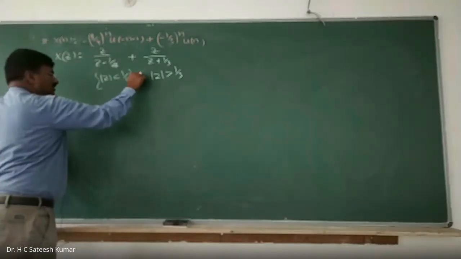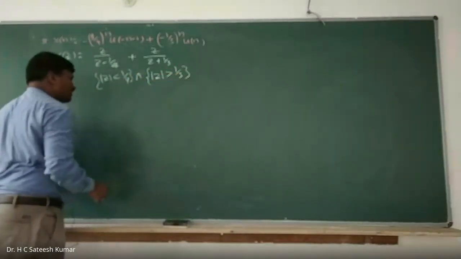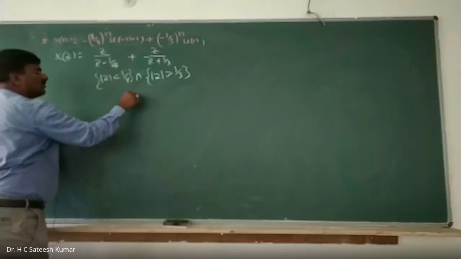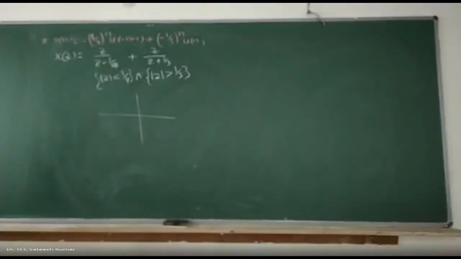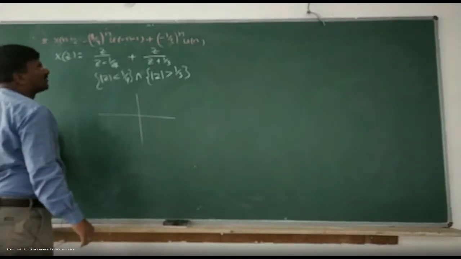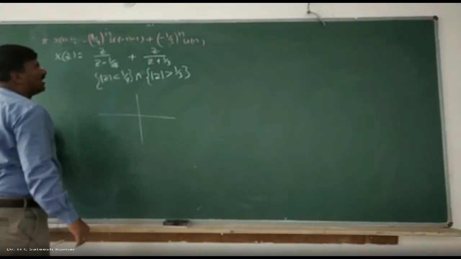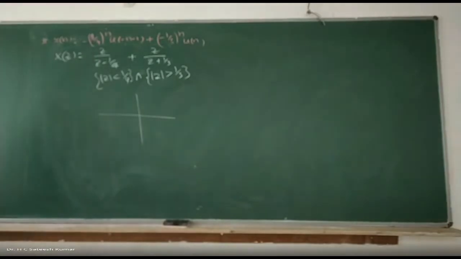Now what is it that we have? The ROC is the intersection of these two. ROC is more important here. So what are we going to get? Mod z less than 1 by 4, and greater than 1 by 3. Okay, I think this doesn't exist.